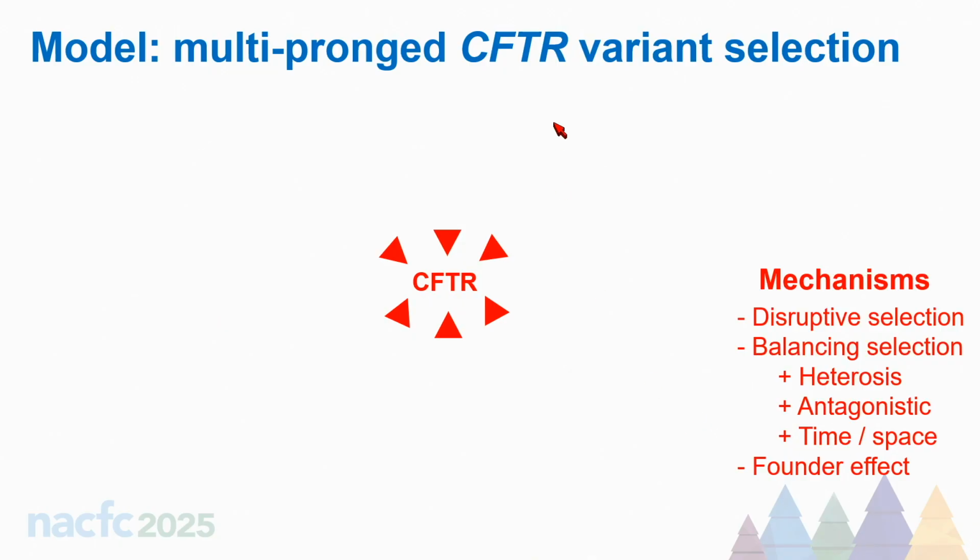So overall, I would say currently the model is that CFTR is and has been under a lot of selective pressure, both disruptive selection with the appearance of all these different variants and balancing selection with the maintenance of these variants, probably because of heterozygote advantage, antagonistic selection, differences in time and space, and founder effect.